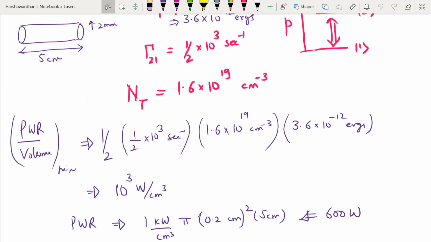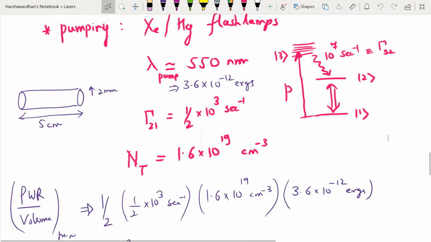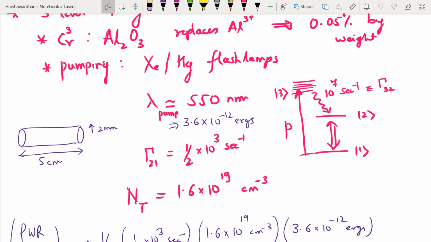But I want you to realize that this is the power that needs to be delivered to the active atoms that participate in the pumping process. So when we use flash lamps like xenon or mercury flash lamps, these are lamps that rely on excitation of xenon or mercury atoms when they are bombarded with electrons inside a discharge. So these flash lamps invariably lead to emission which is rather broadband. There is a lot of energy lost in heat itself, and there is a narrow spectrum around 550 nanometers which needs to couple to my active atoms, and not all of that actually couples.